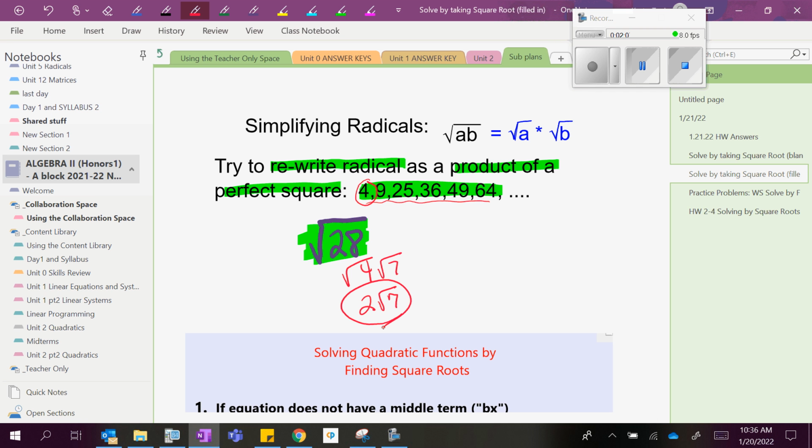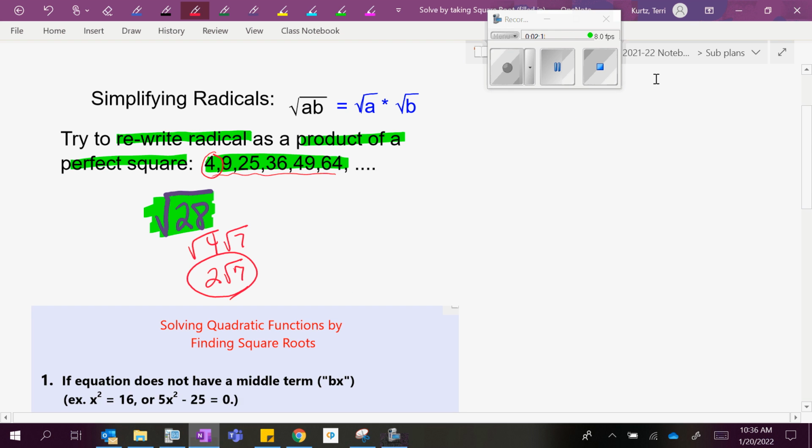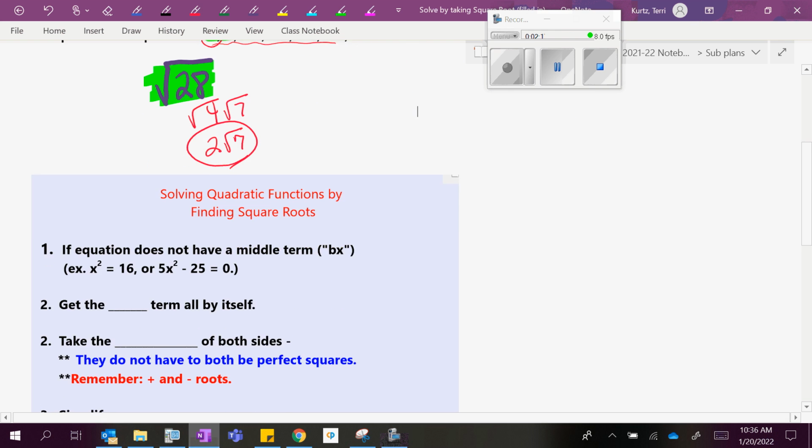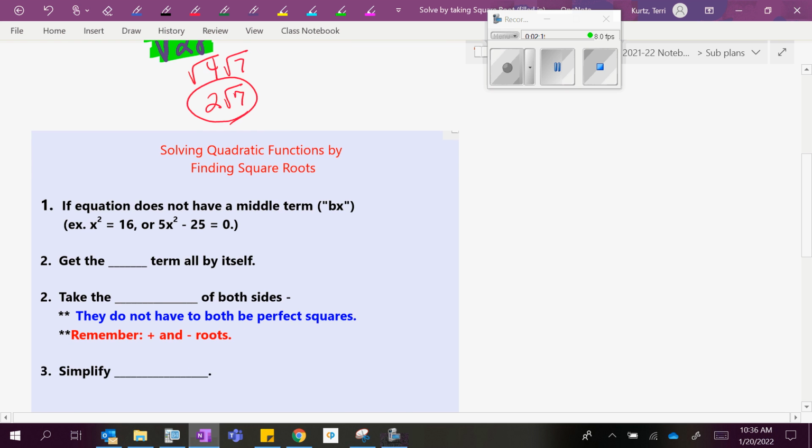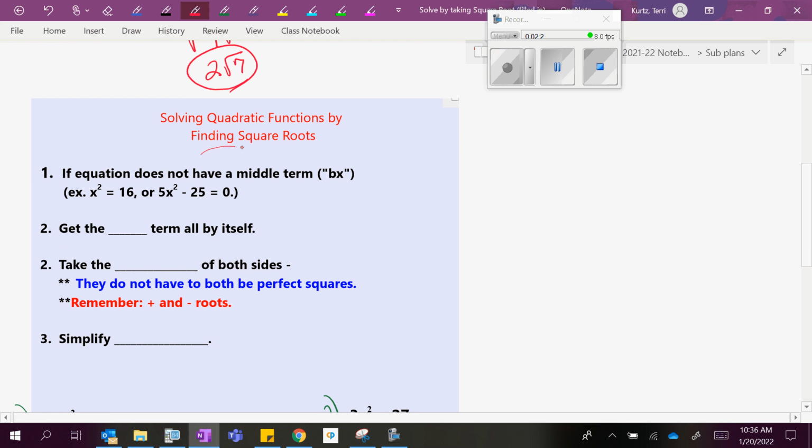Okay? So this is a method of simplifying radicals that we're going to use in this new method of solving. So go big screen here. Solving quadratic functions by taking a square root is actually a shortcut. It's a shortcut method that is only used in a specific instance of equations. You only want to use this method if the equation does not have a middle term, that bx term.